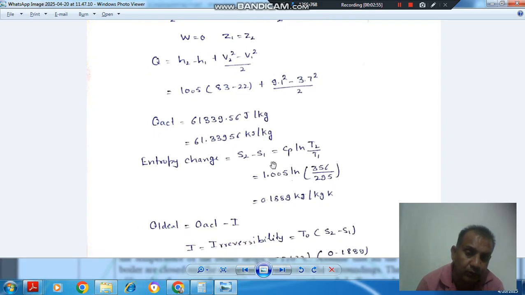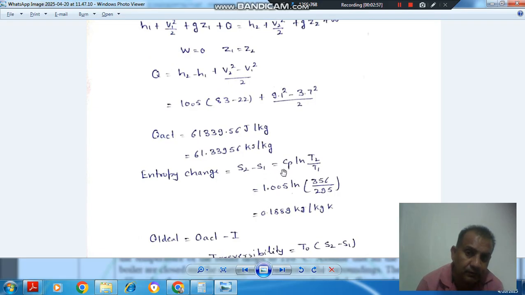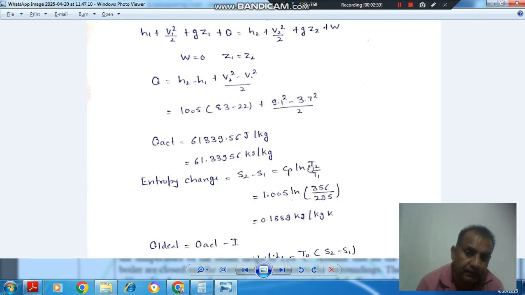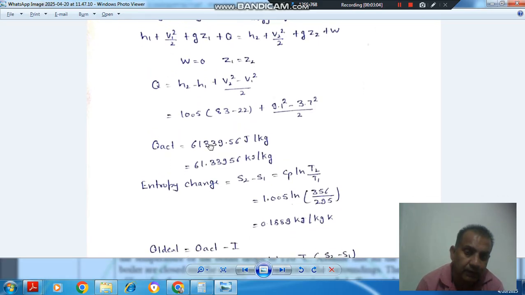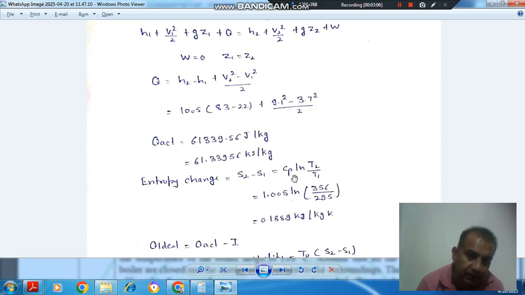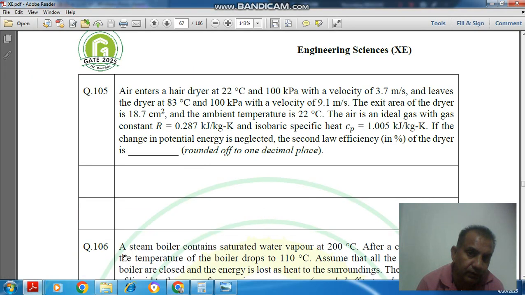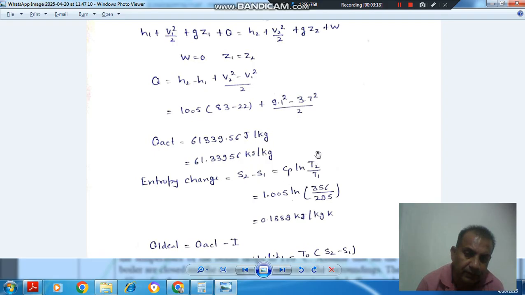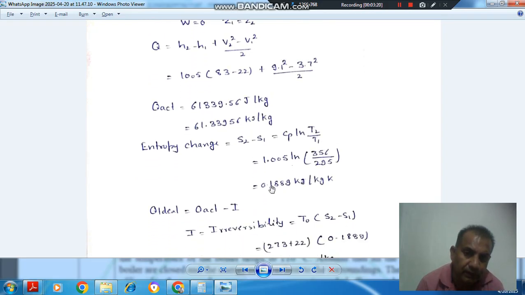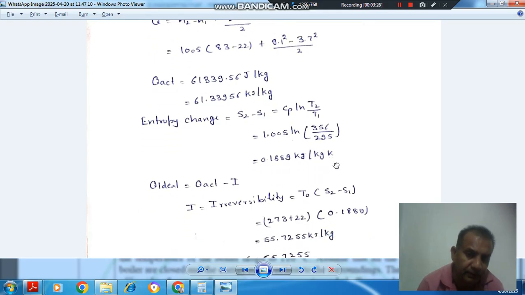So entropy change is Cp ln P2 by P1. As pressure is constant, we can apply the constant pressure formula for calculating entropy change, because air enters at 100 kPa and 100 kPa pressure is constant, so entropy change is Cp ln T2 by T1. From this we get entropy change as 0.1889 kilojoule per kilogram per degree Kelvin.